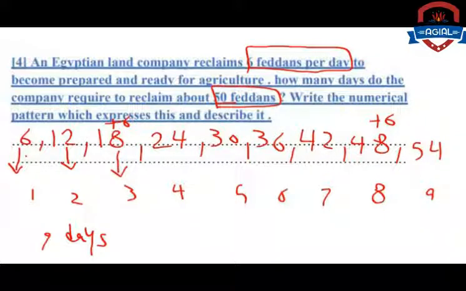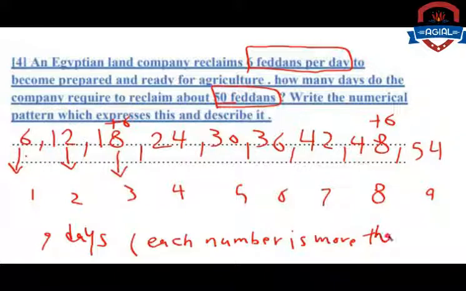And the numerical pattern is 6, 12, 18, 24, 30, 36, 42, 48, and 54. And the description of this pattern is each number is more than its predecessor by 6.